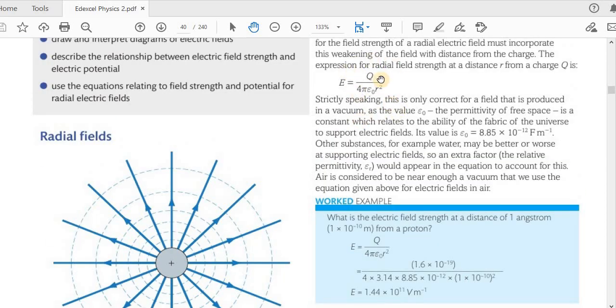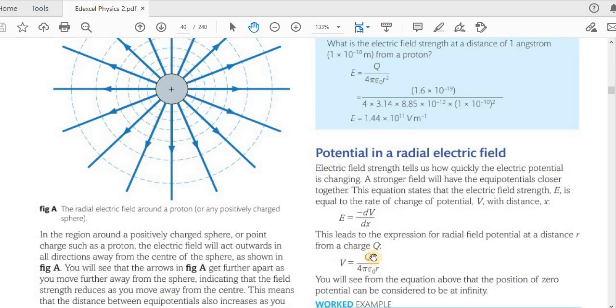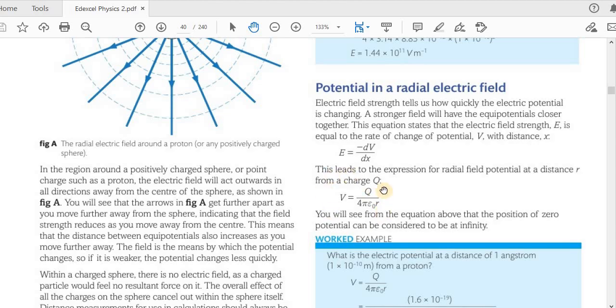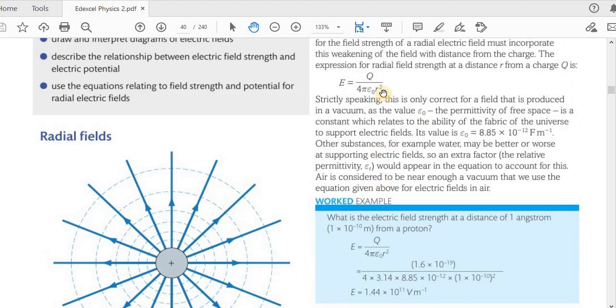this was the first equation you learned, that is for electric field strength around a radial field. Very important equation. Then if you integrate this, you will get this, or if you differentiate this, you get that. You can think of it like that. Then here you can see the difference is just here, it's the same thing, only thing is the r here you have r squared.